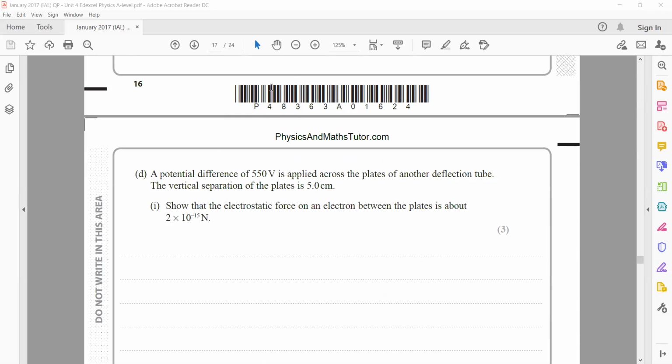A voltage of 550 is applied across the plates in another deflection tube, and the vertical separation of the plates is 5 centimeters. Show that the electrostatic force of attraction between the plates is about 2 × 10^-15. So we have the voltage, we have the distance. So how do we find it? E is equal to F over Q. So F is equal to E multiplied by Q.